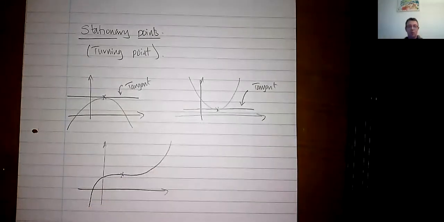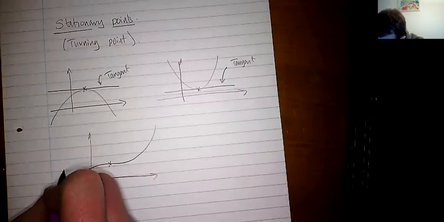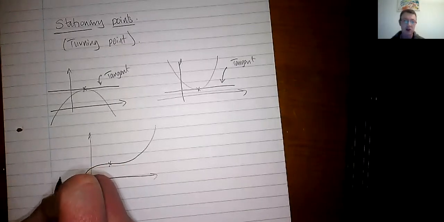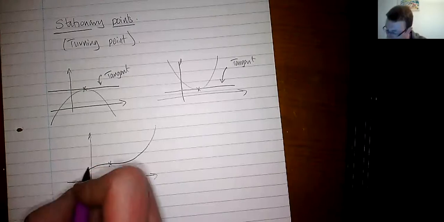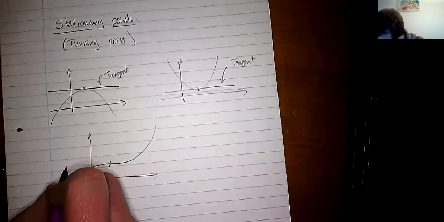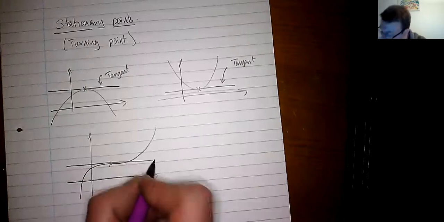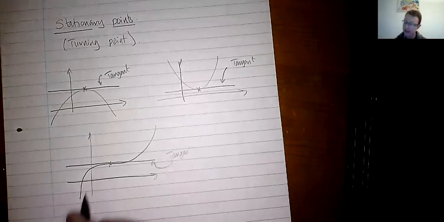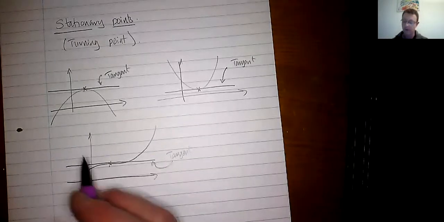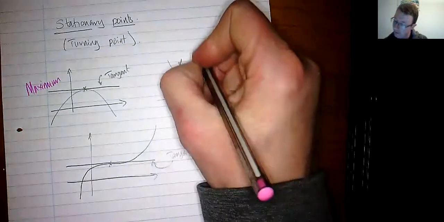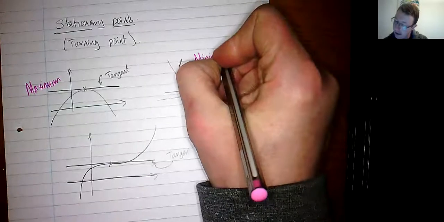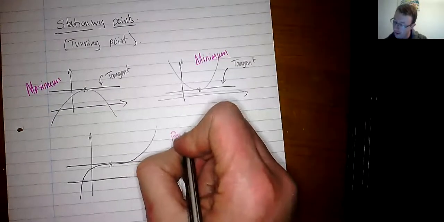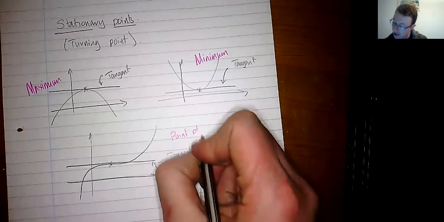In the middle there, there's going to be a point where the gradient is 0, and it's a funny thing to draw a tangent here, because this tangent is actually going to cross the curve. But if I draw that tangent there like that, again, it's got gradient 0, and this type of stationary point we call a point of inflection. So this is our maximum. This is our minimum. And this is what we call a point of inflection.